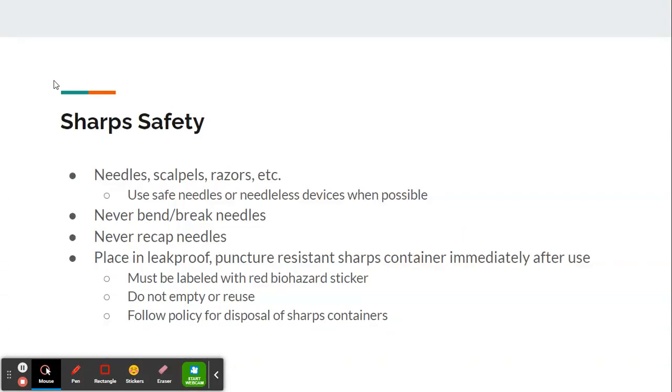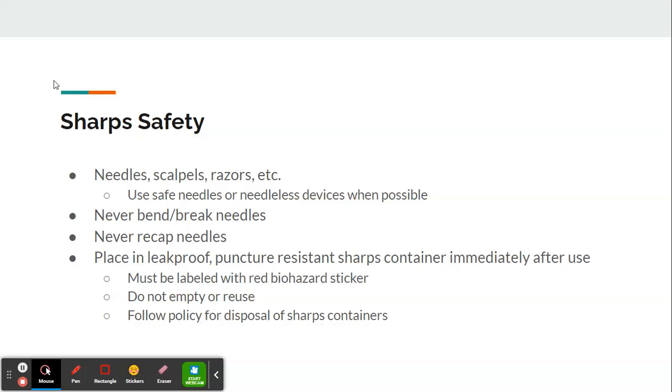And then the last thing that we're going to touch on just real quick is sharp safety. So a sharp, anything that's sharp, needles, scalpels, razors, we want to work towards using things that are a little bit safer. So safe needles, needleless devices when possible, so that we're not putting ourselves or the patient at risk for a possible stick. You want to remember to never bend or break needles. Never, never, never recap your needle. Never put a top back on a needle.